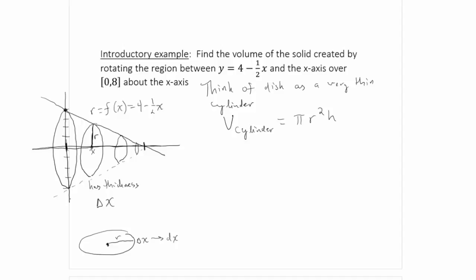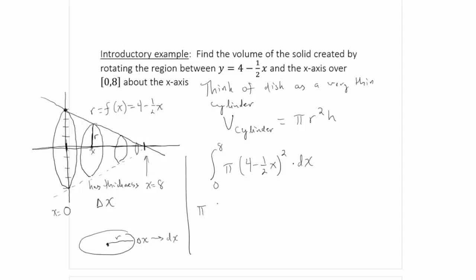All right, so what am I doing? I'm integrating from x equals 0 to x equals 8. Let's integrate from 0 to 8 all of these little cylinders. So I'd have pi. The radius is 4 minus 1/2 x, and I've got to square that. And then the height is dx. And now I've just got to carry out this integral.